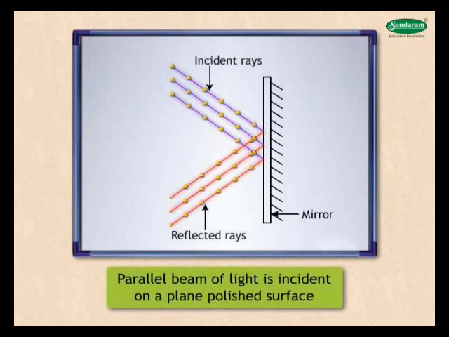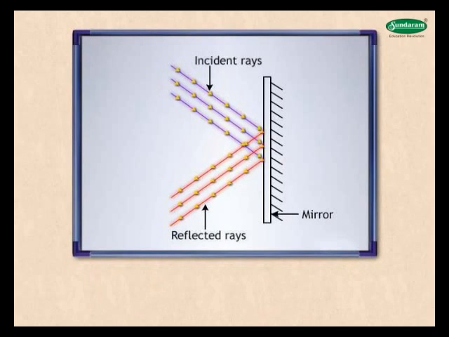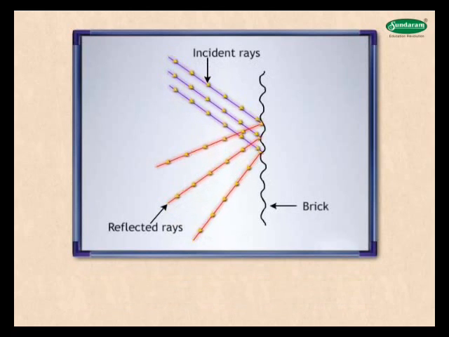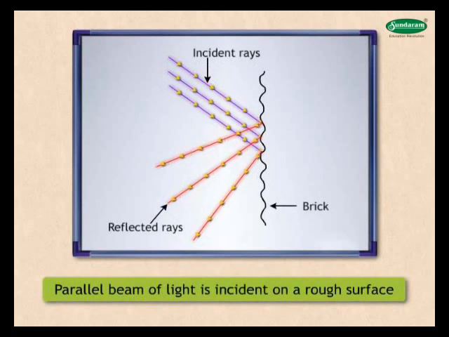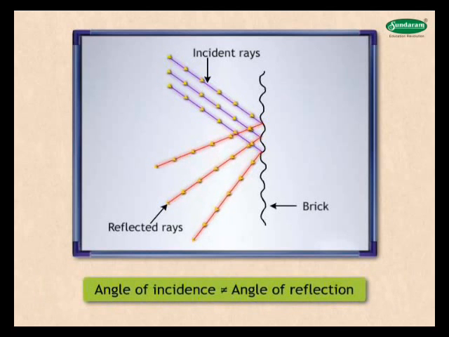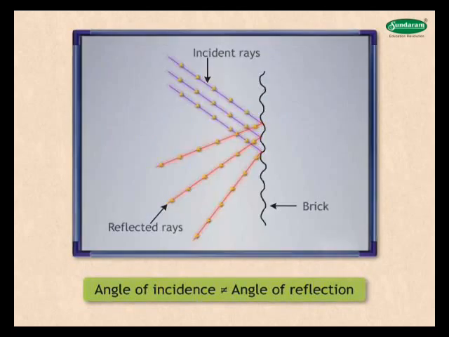Similarly, when a parallel beam of light is incident on a plain polished surface, like a mirror, the angle of incidence is the same for all the rays, and so we get a parallel beam after reflection of this light. But when the same parallel beam of light is incident on a rough surface, like bricks, walls, or ground, the angles of incidence are different for different rays of the beam. Hence, the reflected rays travel in different directions, leading to scattering of light.